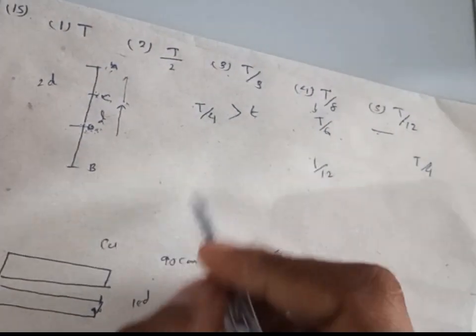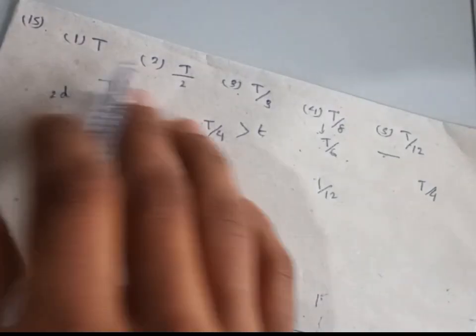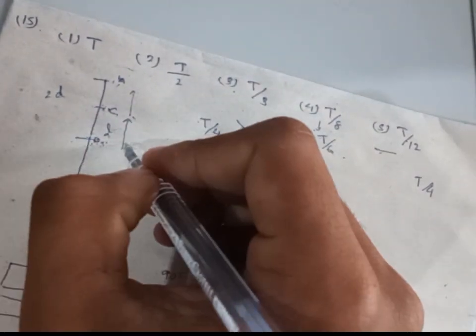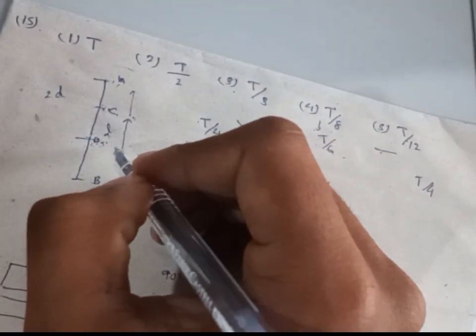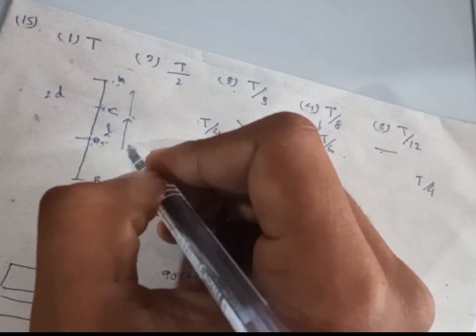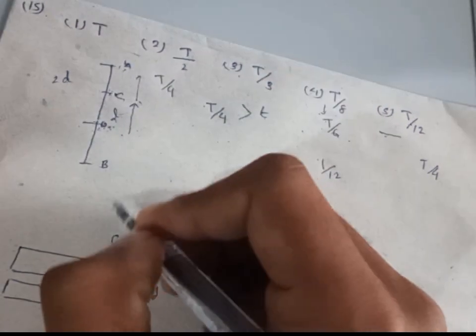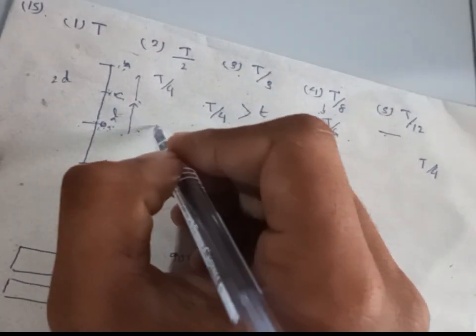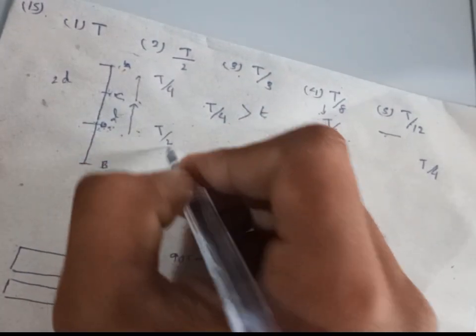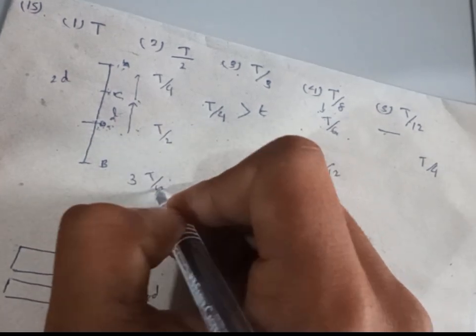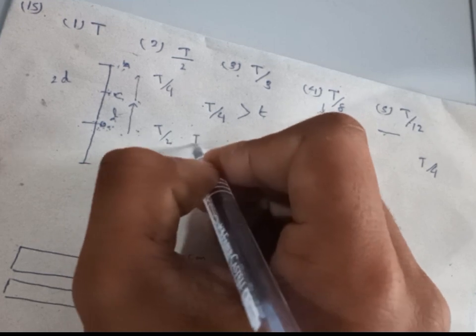So let's have a look at our first 5 MCQ of paper 1. The first question is related to simple harmonic motion, where O is going to be our center. When the object starts to move, you should understand at A it's going to be at T by 4, at B, at O it's going to be at T by 2, and exactly at here it's going to be 3T by 4, and when it returns to O it's going to be T.